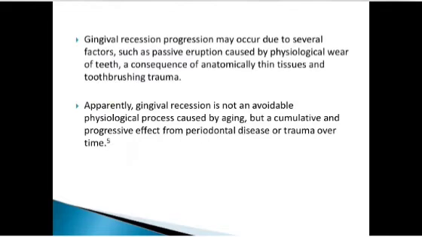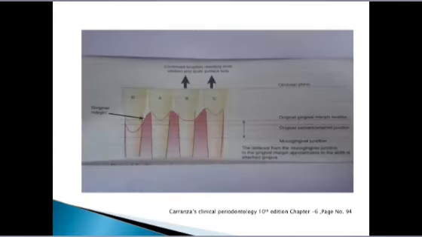Gingival recession progression may occur due to several factors such as passive eruption caused by physiological wear of the teeth, a consequence of anatomically thin tissue, and toothbrushing trauma. Apparently, gingival recession is not an avoidable physiological process caused by aging, but a cumulative and progressive effect from periodontal disease or trauma over time. See, this is recession here.